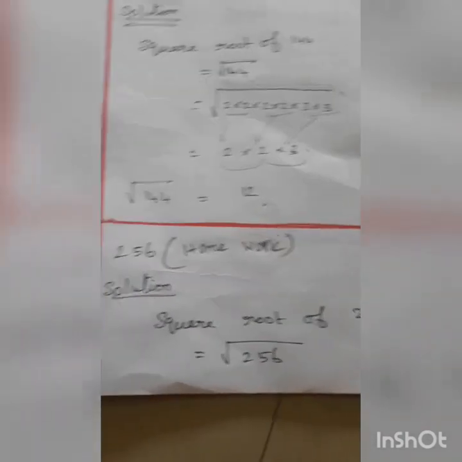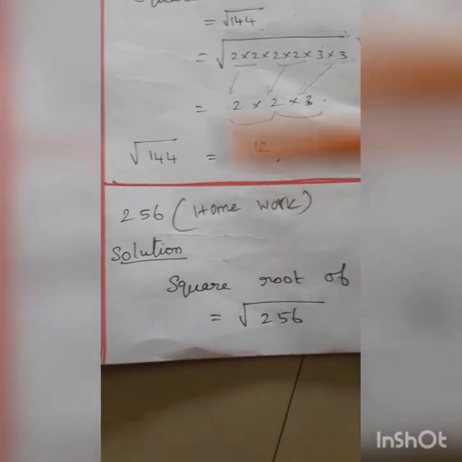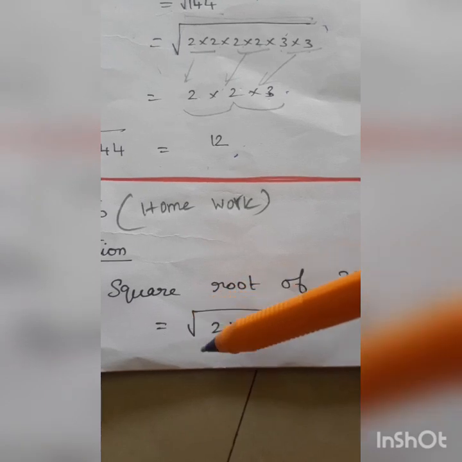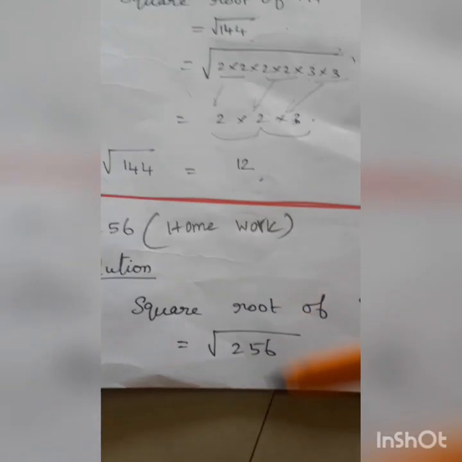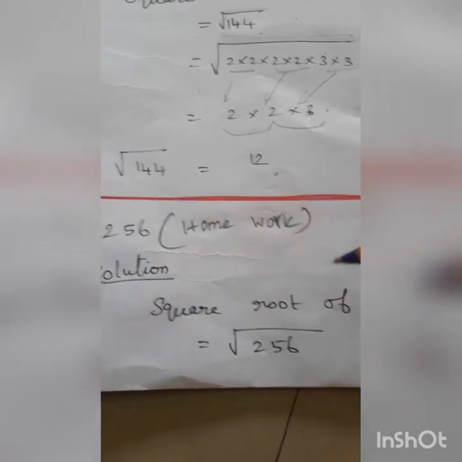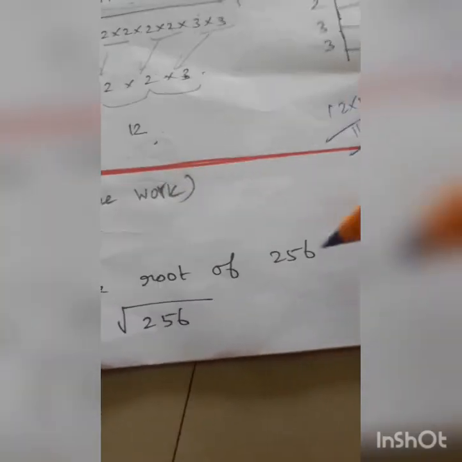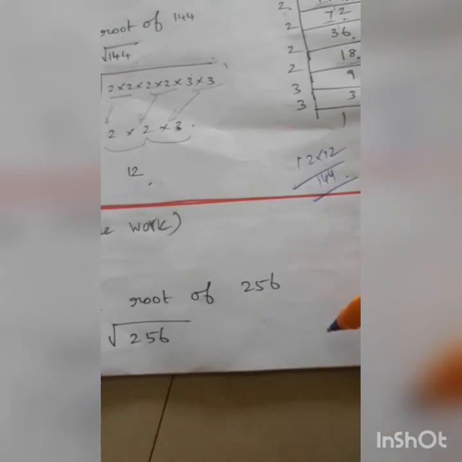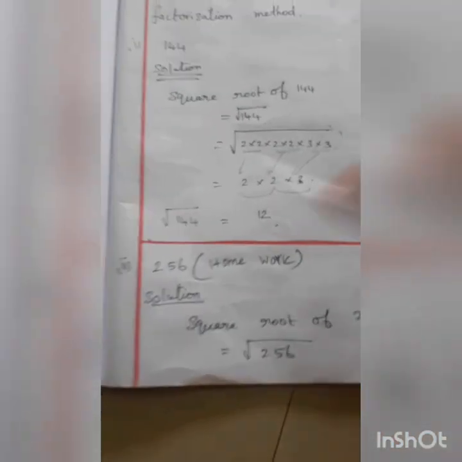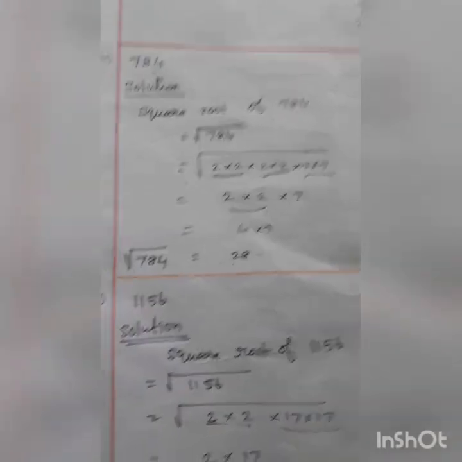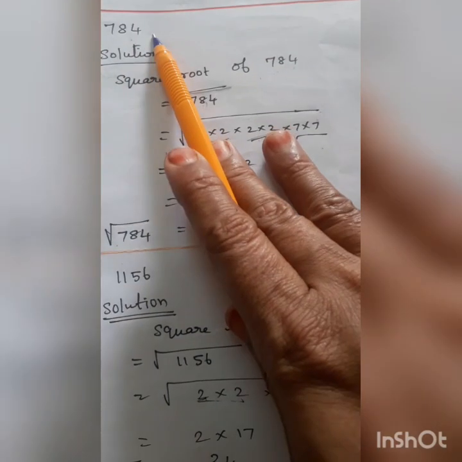Checking is only for that. Now 256. Square root of 256 equal to, first step. Square root of 256. Remaining you do as homework. Okay, 256 is the homework. I start the step. Square root of 256 equal to 256 in the square root symbol, right? You do it in the LCM method and find the answer. So 256 is also homework.